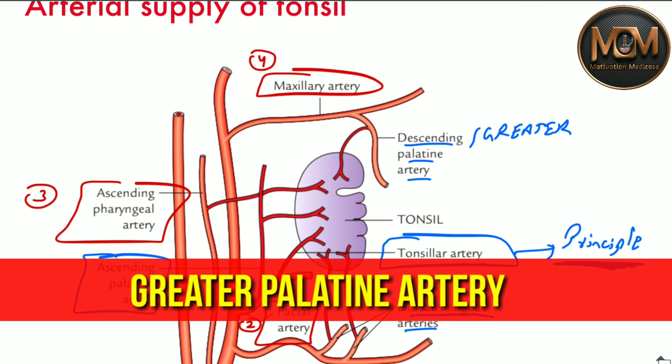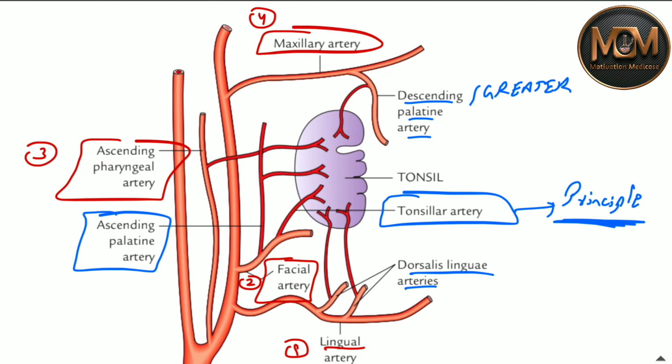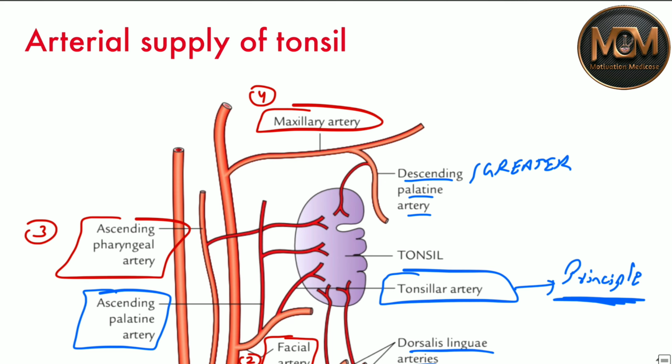So there are basically four: the lingual artery gives the dorsal lingual artery branch. The facial artery gives two branches, the main one being the tonsillar branch of the facial artery, and the second the ascending palatine artery. The third is the ascending pharyngeal artery, and the fourth and last is the maxillary artery, which gives the greater palatine artery, or the descending palatine artery. So these are the four arterial supplies of the tonsil.